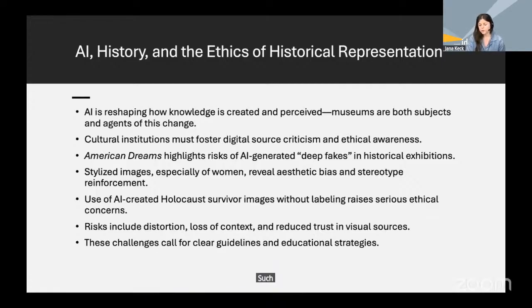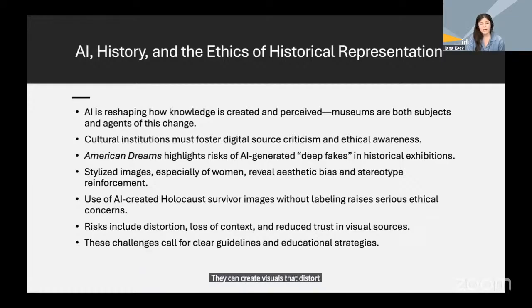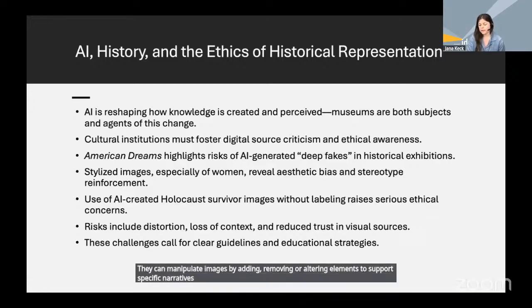Such tools pose the risk of generating fake images that may be used as authentic evidence for events that never really occurred. They can create visuals that distort or even deny historical events. They can manipulate images by adding, removing, or altering elements to support specific narratives, potentially fueling propaganda and undermining trust in authentic visual sources.